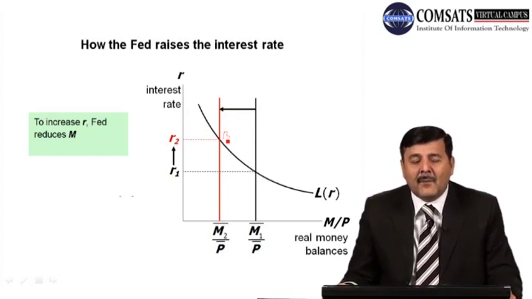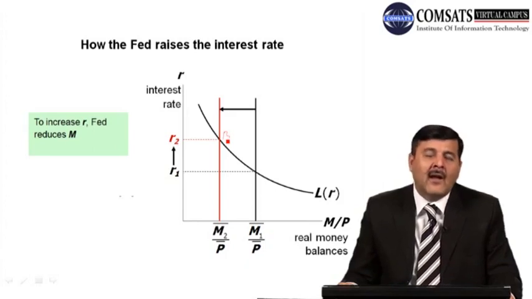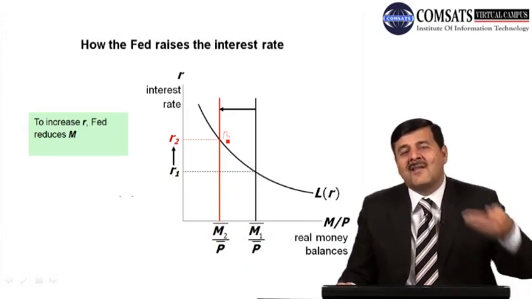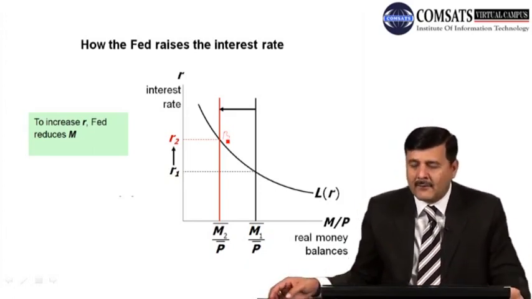By reducing money supply in the economy, what will happen? The rate of interest will go up, and the demand for money and the supply of money will go down, right? So this is how the central bank of a country can affect the equilibrium in the money market, or can increase or decrease the rate of interest by using monetary policy, by using money supply in the economy.